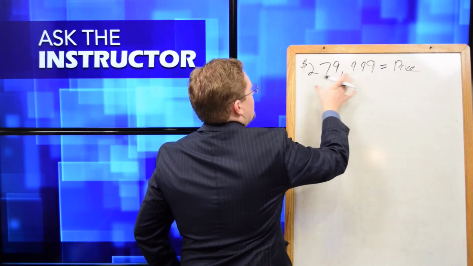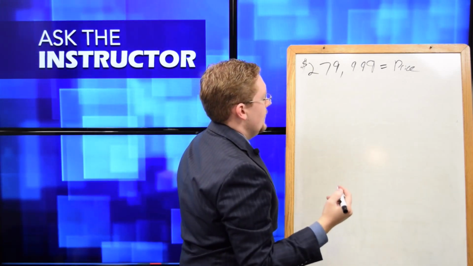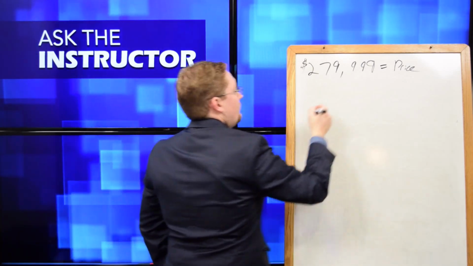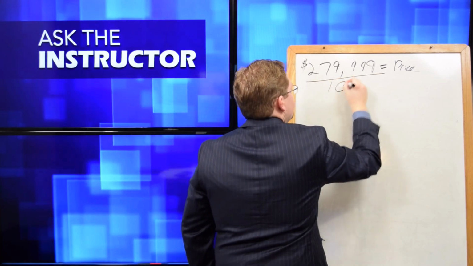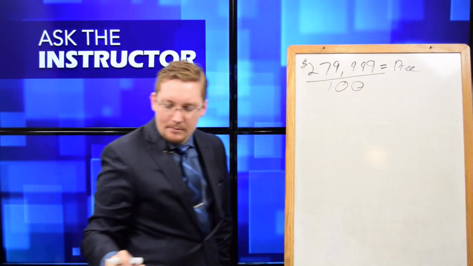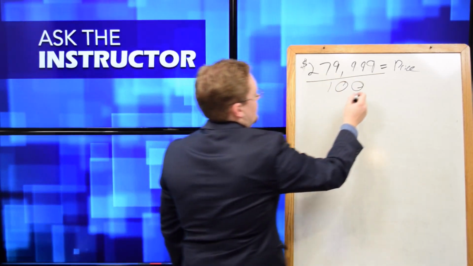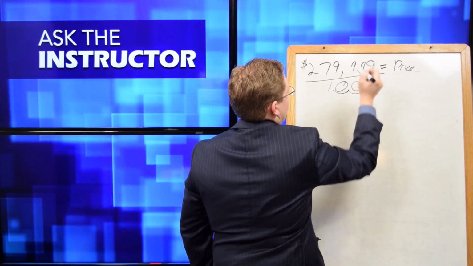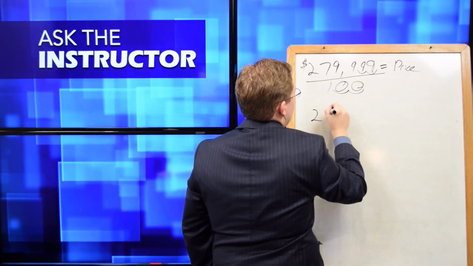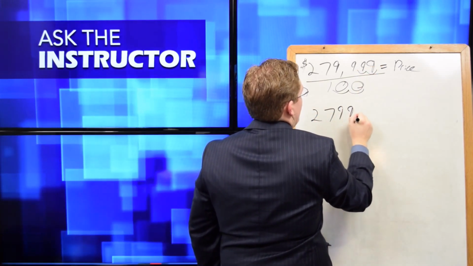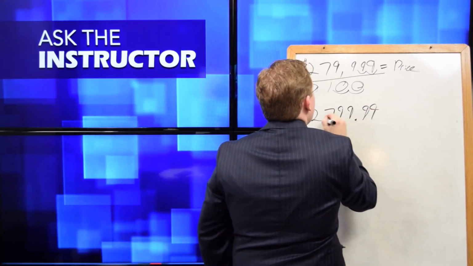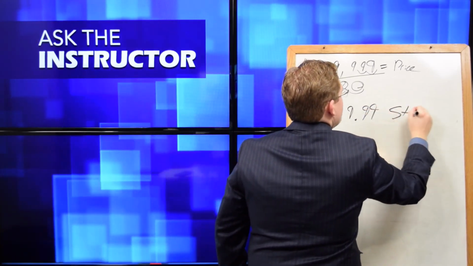So you take this price of $279,999, and we're going to go ahead and again divide this by 100. And this is going to tell us how many stamps we need. So this is essentially like moving 2 decimal places over. So we're going to have 2,799.99 stamps.